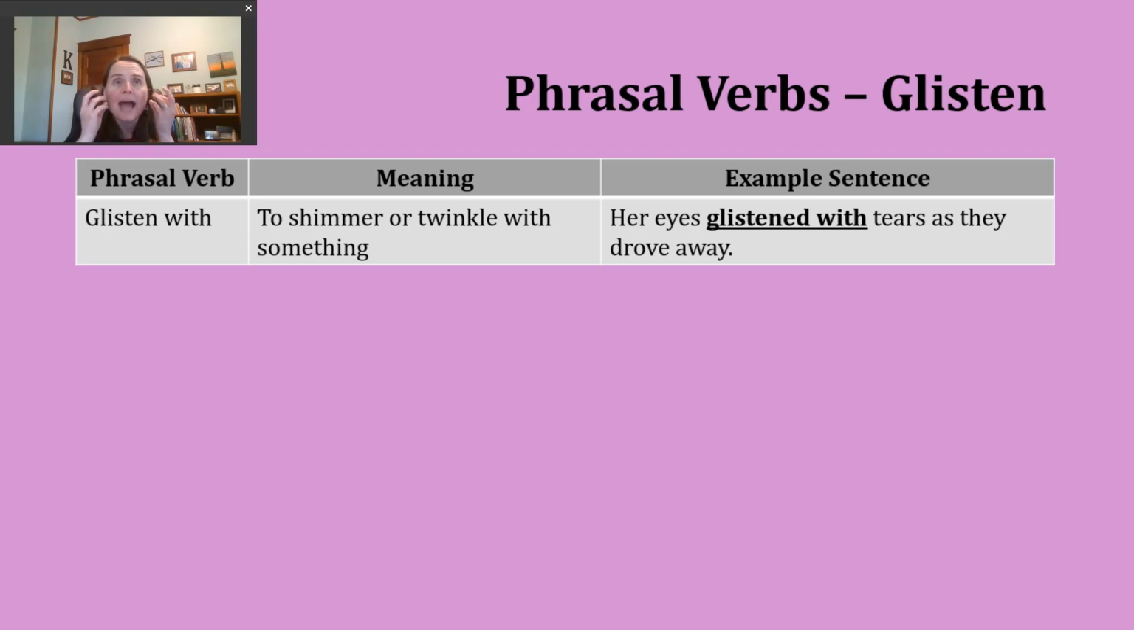Right? So we can kind of imagine the way the light is hitting that wet tear or tears as they start to come out of the corners of her eyes. Again, sort of hits the light, catches the light, and causes this shimmer or twinkle.